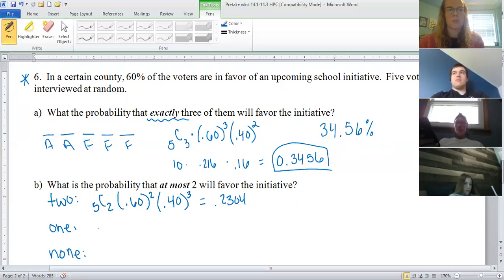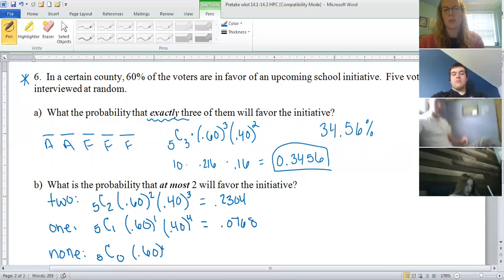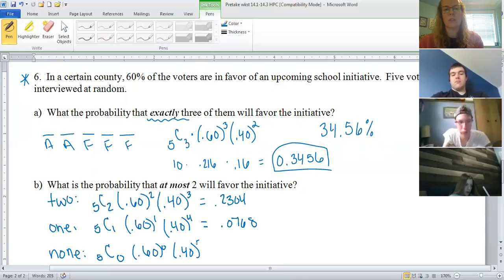And then we have to repeat this process for 1 and for none. So 5 choose 1, and then the 60% that we want, that's to the 1st power. The 40% that we don't want is going to be to the 4th power, because 1 plus 4 gets us the 5. And then you calculate that all out, add them up. We're going to get 0.0768, smaller. And then if no people are favoring it, 5 choose 0, and we'll have 60% to the 0 power. So that's going to be 1. Anything to a power of 0 is 1. And then 40% will be to the 5th power, because we want all of them to be against it. And then when we multiply that all out, we'll get 0.01024.